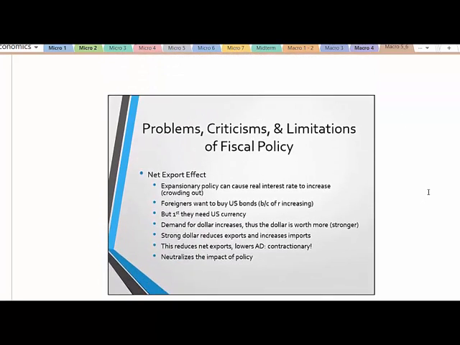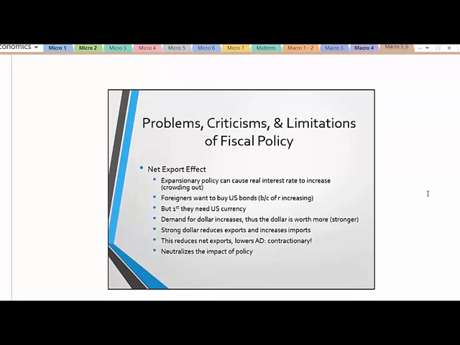And the last one's a little bit complicated, especially because we haven't covered international trade and foreign exchange markets yet. But the net export effect is going to be where we have those increased interest rates, so then foreigners might want to invest their money in our country, meaning they might want to buy our bonds, put their money in our banks because we pay a higher interest rate. But they first need US dollars, and that leads to a strong dollar, which then will lead to a decrease in exports. Because with a strong dollar, our stuff is more expensive, so foreigners won't want to buy our stuff as much. So when exports fall, aggregate demand can fall as well, and that's going to be another limiter to fiscal policy.